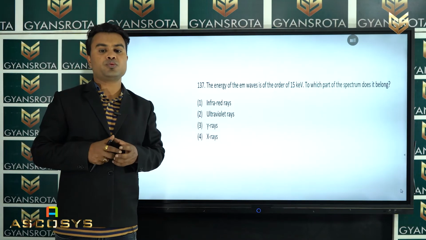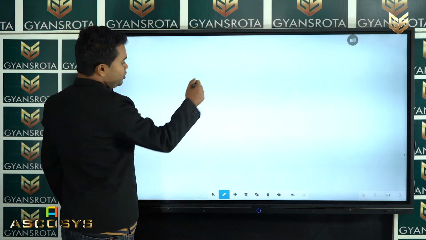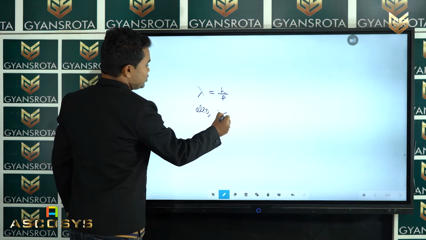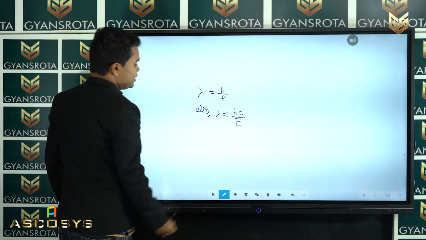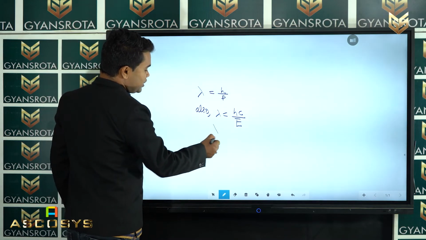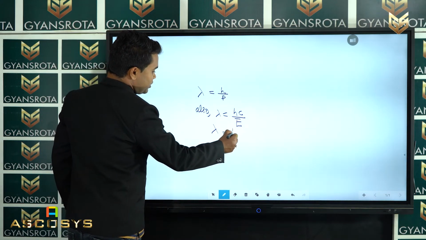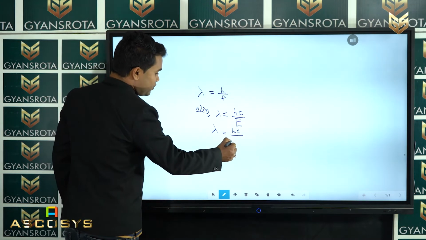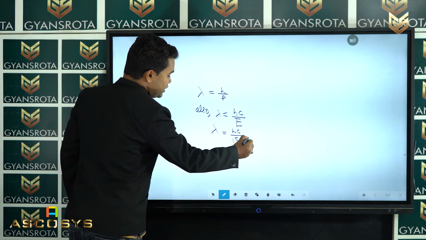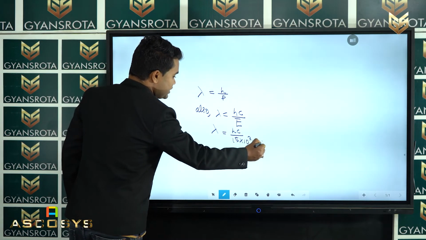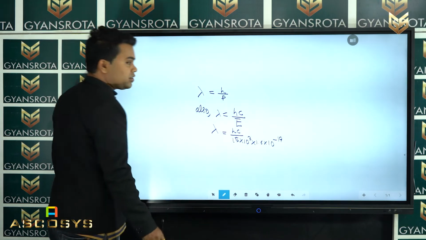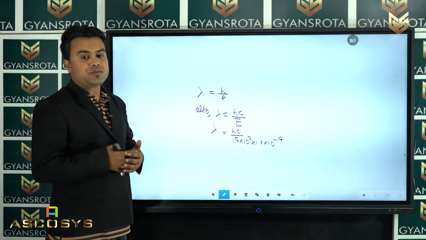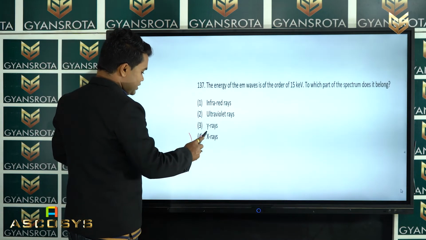For this one you need to find out its wavelength first. What will you do? We know lambda is equal to h by p. Also, lambda is equal to hc by E, right? So lambda is equal to hc by E, where E is given to you. If you put the value of hc and then the energy of the EM wave, that is 15 kilo electron volt, so 15 into 10 to the power 3 into 1.6 into 10 to the power minus 19, because it is in electron volt we need to convert it into joule. If you solve this, you will see that the wavelength falls in the region of X rays. So I can click on X rays.